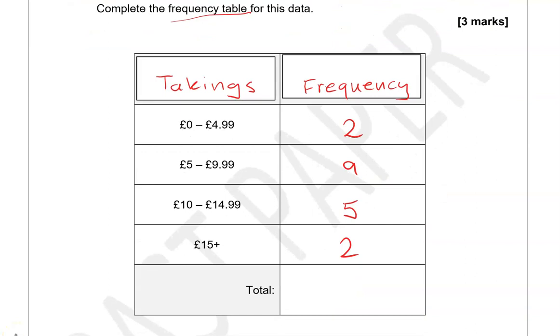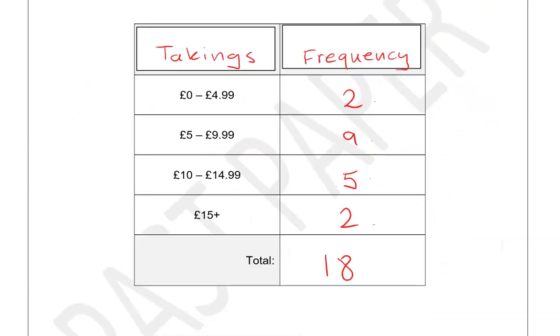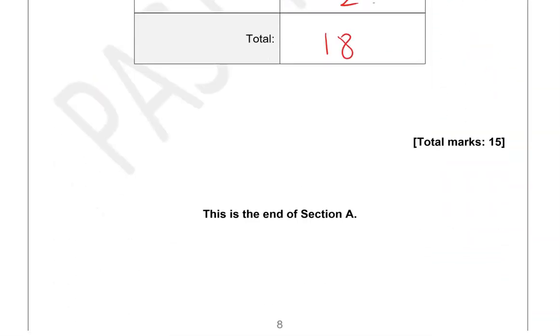Okay, so adding these together, 2 and 9, that's 11, and the 5, that's 16, and the 2, that's 18. Let's just double check how we got 18 of the takings. 1, 2, 3, 4, 5, 6, 7, 8, 9. So 9 and 9, that's 18. So we must have done this correctly. And this is the end of the first part.